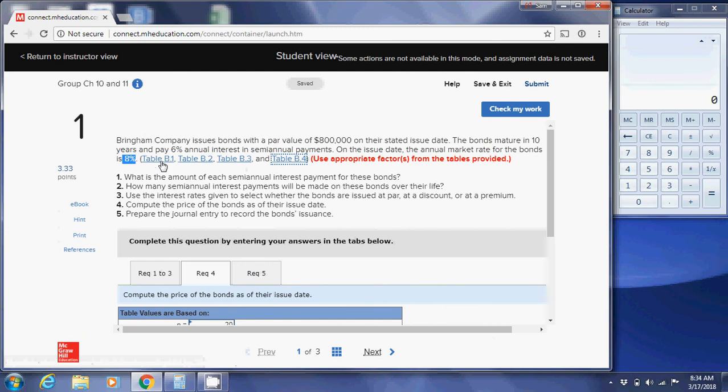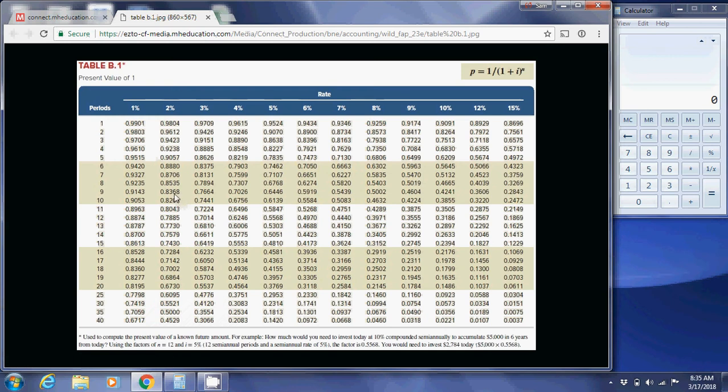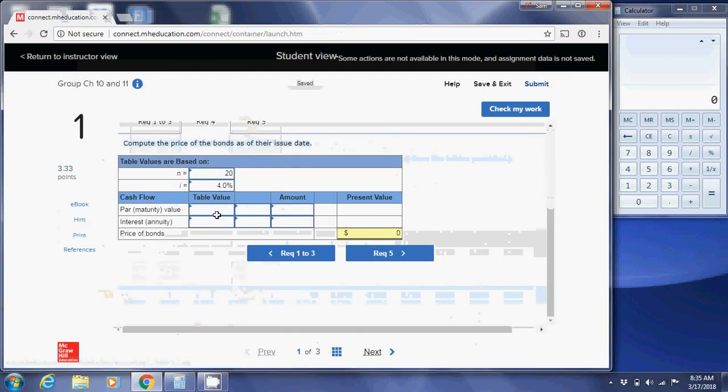And B1 is going to be that present value of a lump sum. So let's see if we can figure out what we're going to do with that one. Now again, remember the market rate is 8%. Semi-annually, that's 4%. And we have 20 periods. So if we look at table B1 and we find 4% and we go all the way down to 20 periods, 4%, 20 periods intersects right here at 0.4564. So we're going to pop that into the equation.